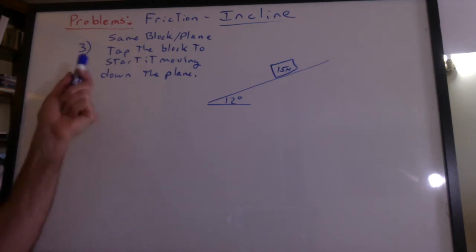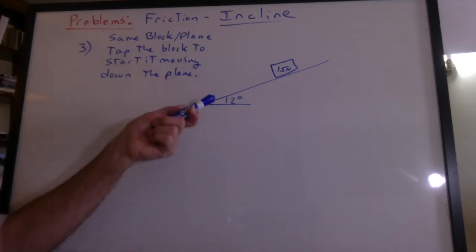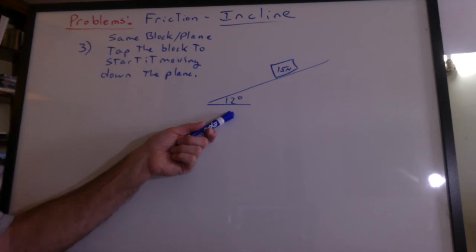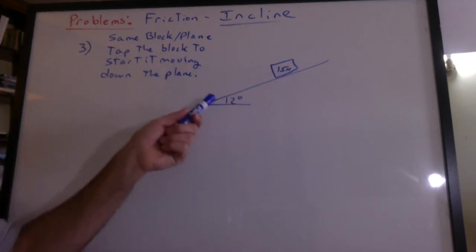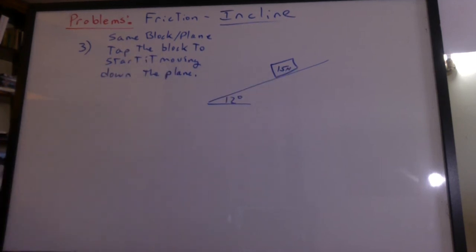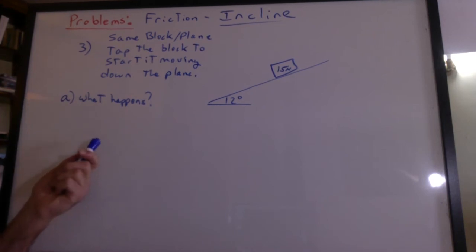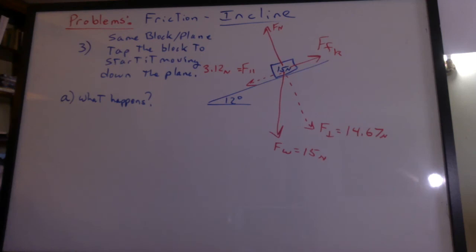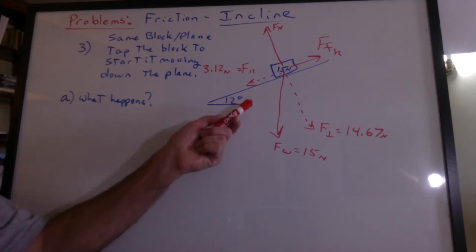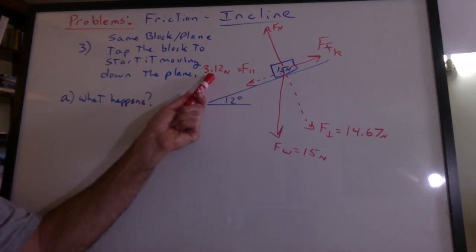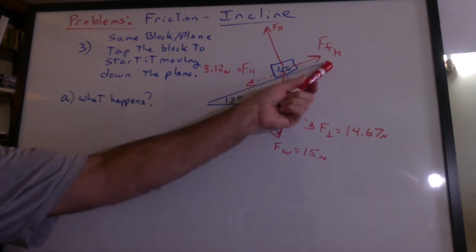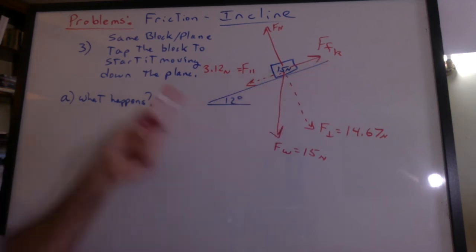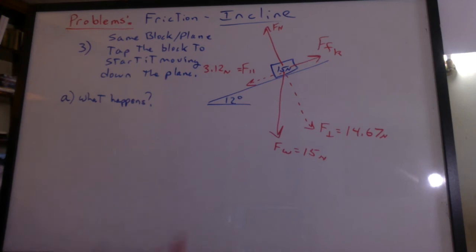Well, let's try problem 3. It's the same block and plane at the same angle. And we're going to tap the block to start it moving down the plane. What happens? Is it going to speed up? Is it going to slow down? We'll draw the free body diagram and take a look at the force going down the plane and compare it to the force of kinetic friction. It says that it's moving.